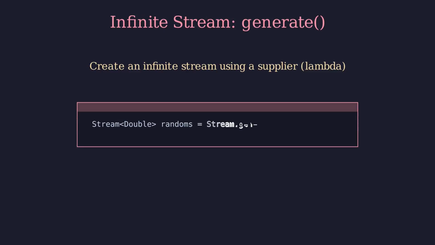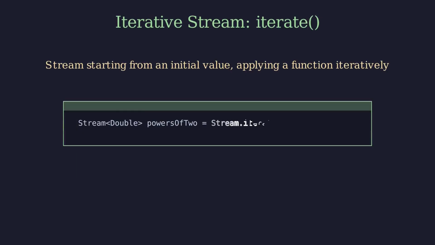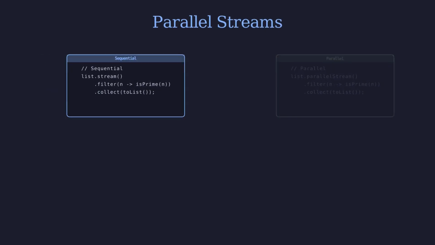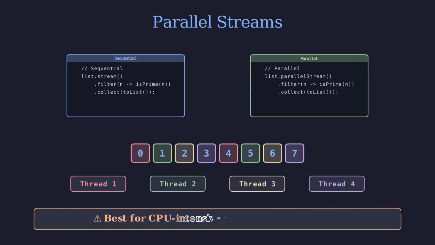Streams can be infinite as well. In this example, we pass a method reference to the random method. And here we create an iterative stream that begins with an initial value and applies a given lambda with each iteration. If you want to use multi-threading, create a stream with the parallel stream method. Doing this spreads the computations of the stream out over different threads. Be warned though, unless your dataset is very large, the overhead from this will slow your code down.